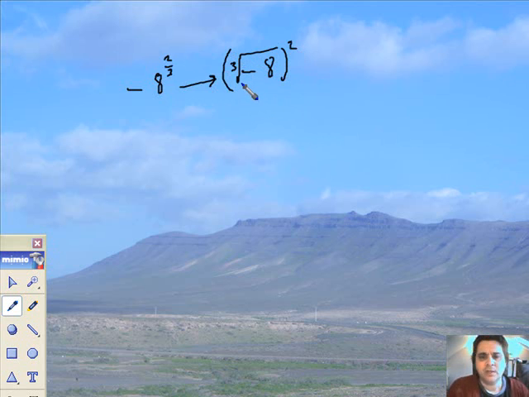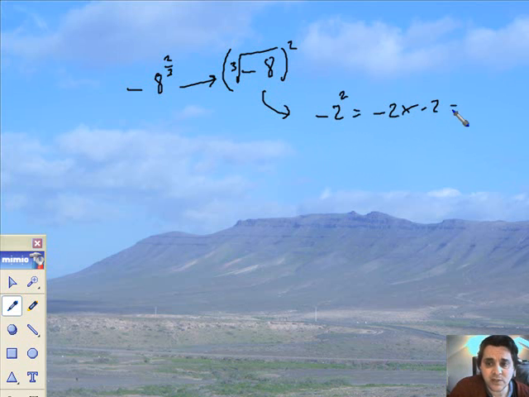Well, look, the cube root of 8 is 2, so is the answer going to be 2 or minus 2? Well, from a previous vid, we should know that the answer is going to be minus 2. Because minus 2 times minus 2 is plus 4, and 4 times the last minus 2 is going to be minus 8. So I've got minus 2 squared. What does minus 2 squared mean? Minus 2 times minus 2, which becomes positive 4, not negative. Sorted.